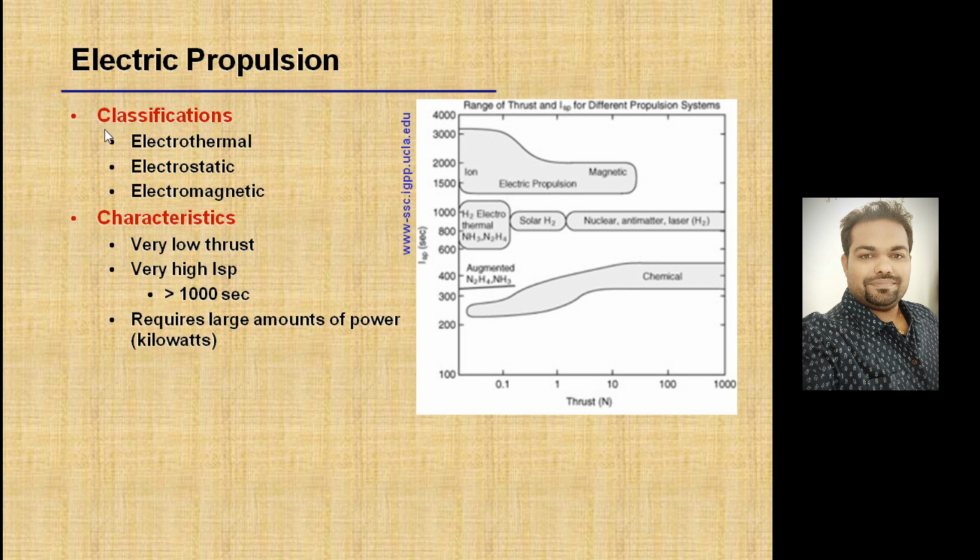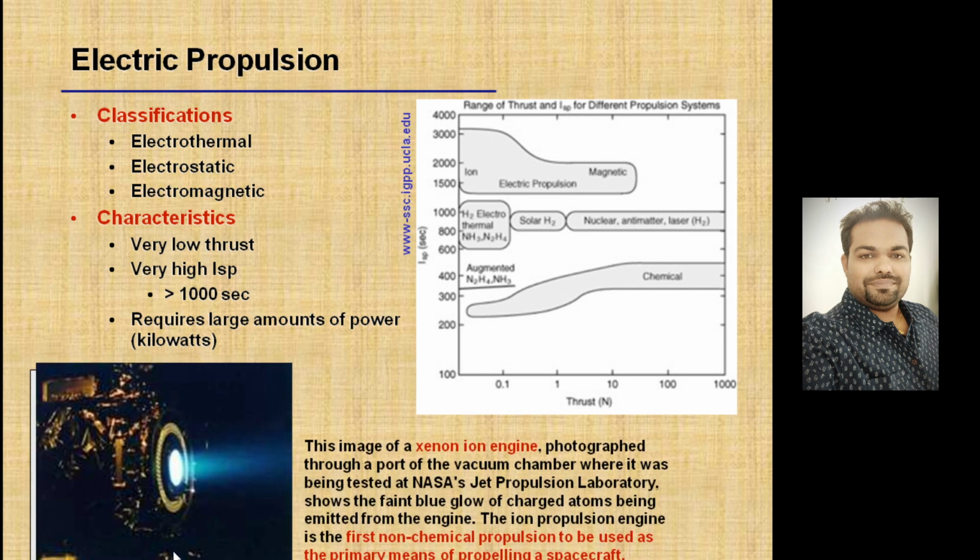So if we talk about electric propulsion, they have very low thrust, but very high specific impulse, more than 1000 seconds. For generating this, they require a larger amount of power, in kilowatts. This is one famous example picture I have taken from the Jet Propulsion Laboratory. This thruster is nothing but a xenon ion engine. The blue rays you are seeing coming out are nothing but charged atoms coming out from the engine.